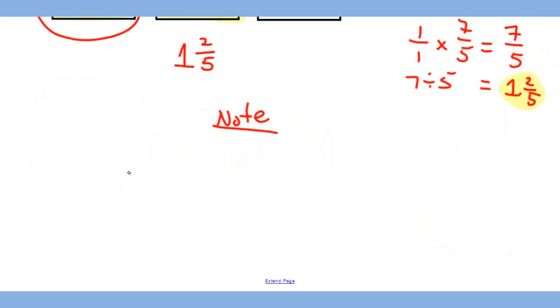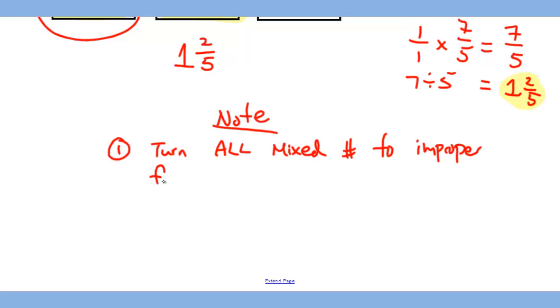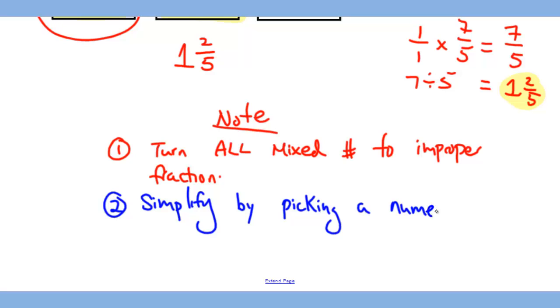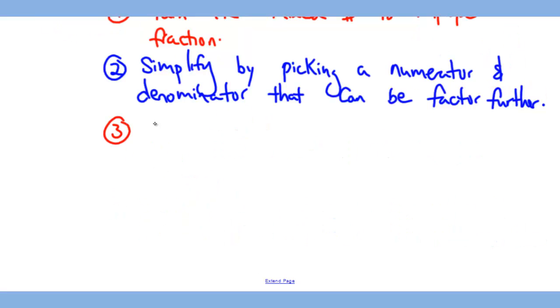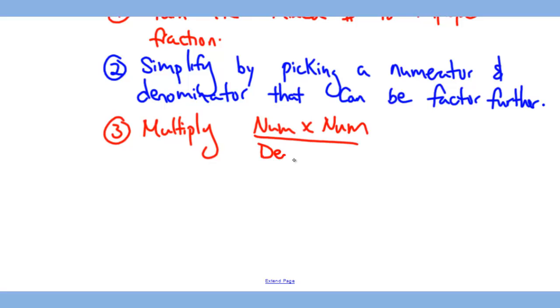So in this slide, the most important note is to turn any mixed number into an improper fraction. And then you will simplify by picking numbers from the numerator and denominator that can be factored further. And the last thing, as you notice, is to multiply the numerator with the numerator and the denominator with the denominator. You will simplify again if necessary.